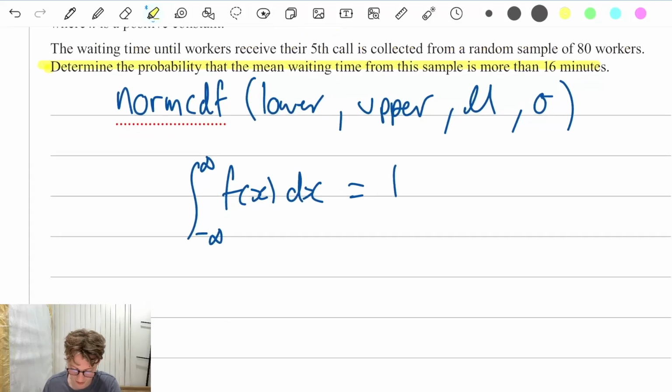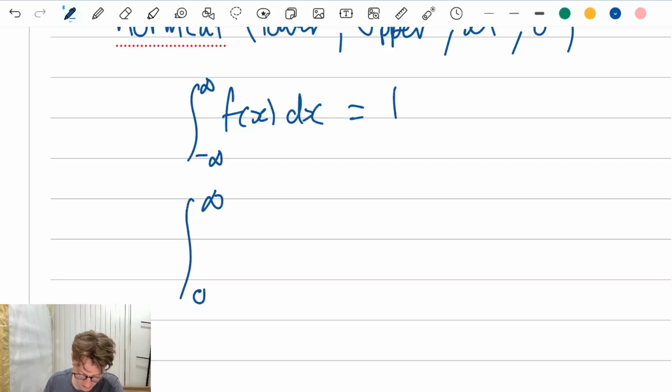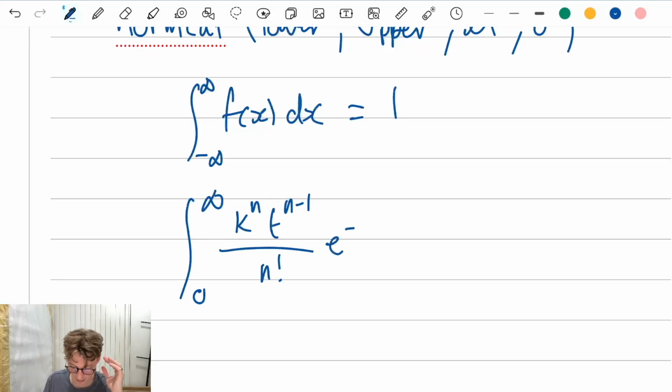What I'm going to wind up with is the integral from 0 to infinity of, I'll just write the whole function out, k^n t^(n-1) over n factorial, e to the minus t over 3, with respect to t. All of that is going to be equal to 1.